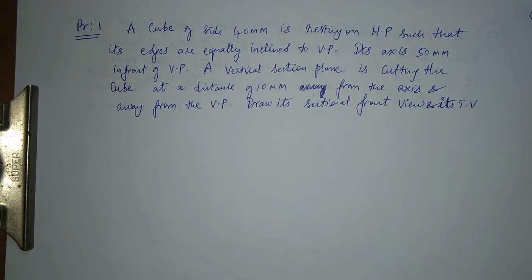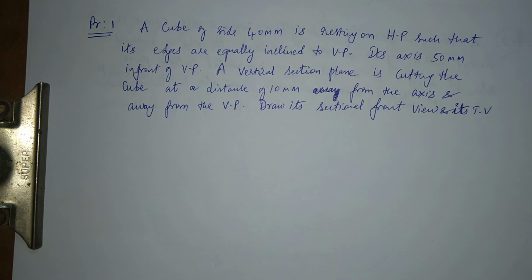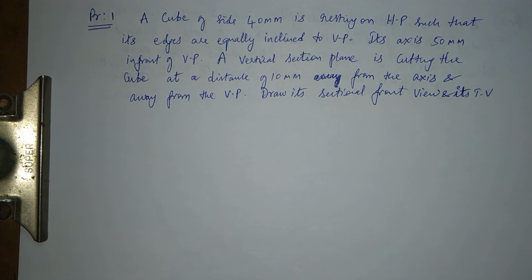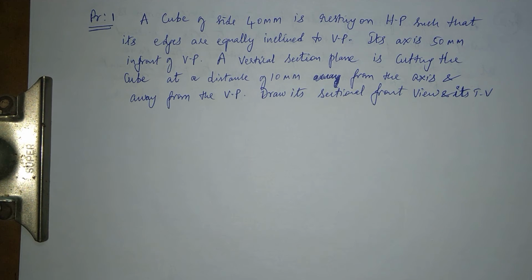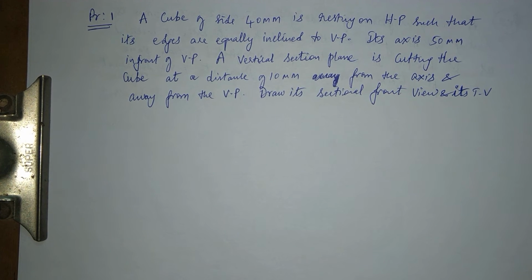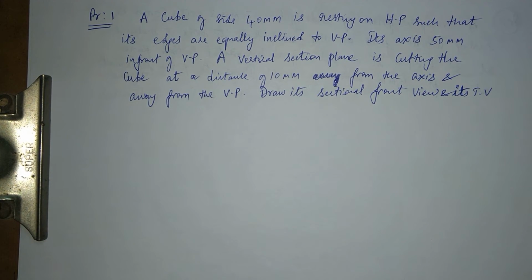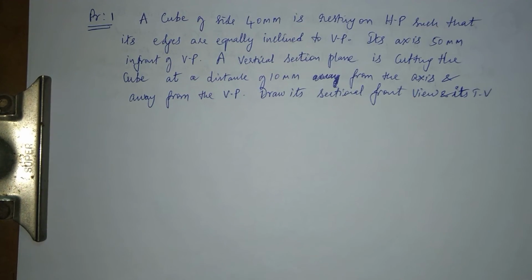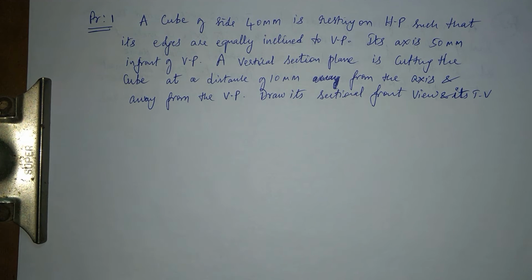Okay, let's read this question here. The first question, we'll just get started. We'll talk about a cube. A cube of side 40 mm is resting on HP such that its edges are equally inclined to VP. Its axis is 50 mm in front of VP. The vertical section plane is cutting the cube at a distance of 10 mm from the axis and away from the VP.